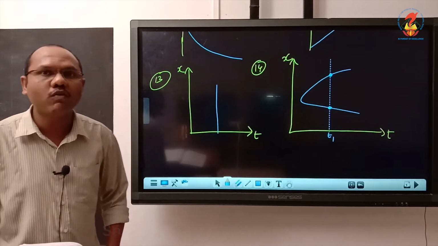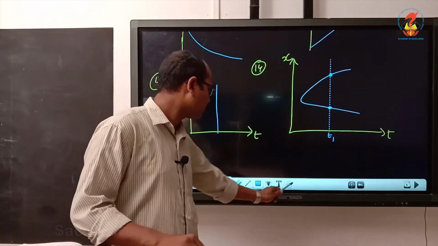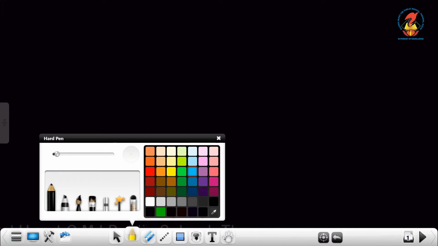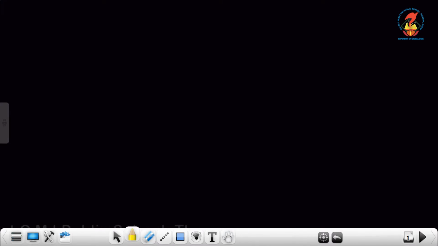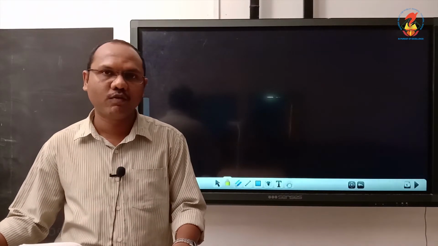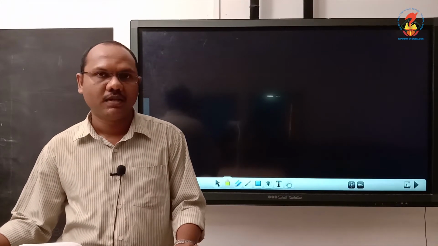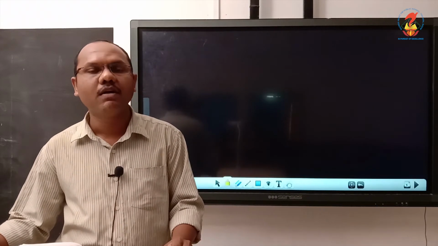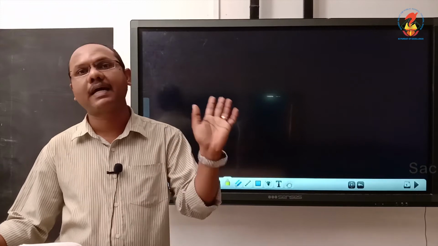Now we are moving to velocity time graph. Velocity time graph means it is the graph that shows the velocity of a body with respect to time. The graph which shows the velocity of a body with respect to time. Write that.